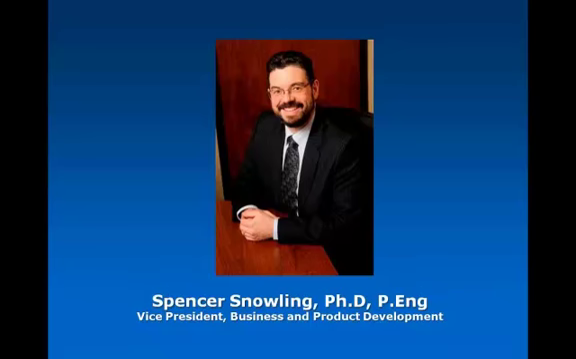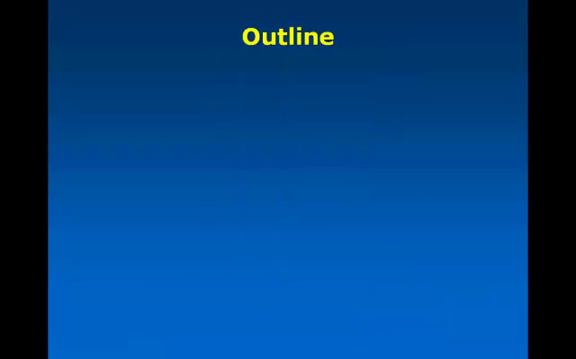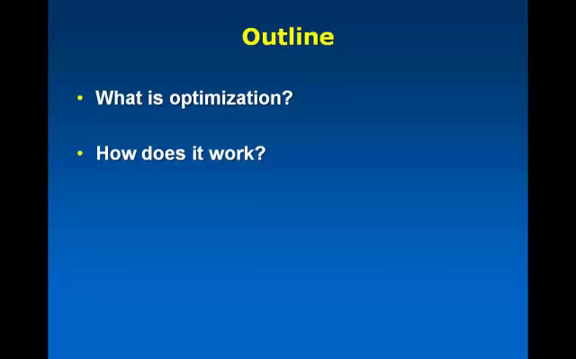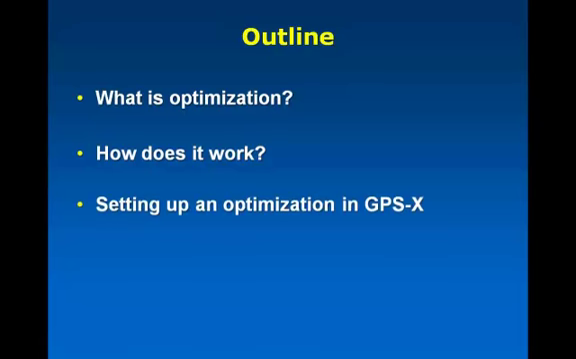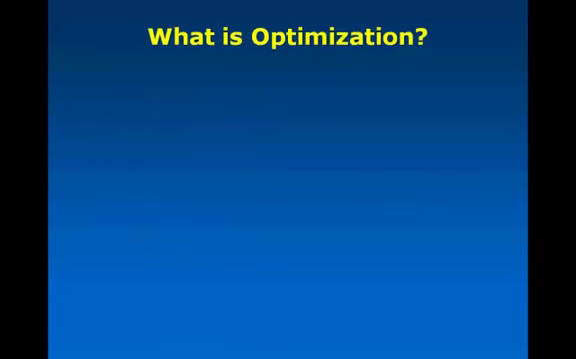If I haven't met you before, my name is Spencer Snowling. I'm VP of Business and Product Development, and I've been the developer of gpsx for about the last 10 or 11 years now. Today's webinar is going to focus on one of the advanced features of gpsx called the optimizer. So we're going to start by talking a little bit about numerical optimization, talk about how it works within the gpsx context and how you can use it, and how to go about doing an optimization, how to set it up. And I'm going to run a couple of typical examples for you for the two different types of optimization that we can do in gpsx. And then, as I mentioned, we'll have some questions and answers at the end.